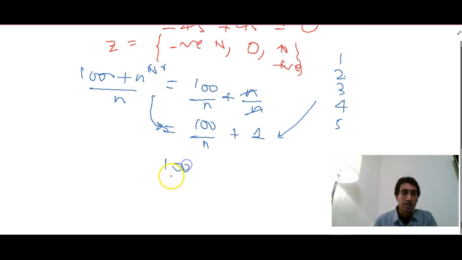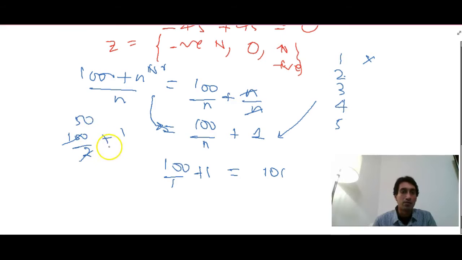So first is 100 by 1 plus 1, and that is equal to 101. Now 101 is an integer, so this option is wrong. Let us put 2. Now if I put 2, it will be 100 by 2 plus 1. So 2 divides 100 and we get 50. Again 50 plus 1 is 51. So this option is also wrong.